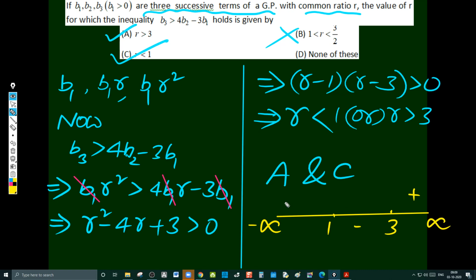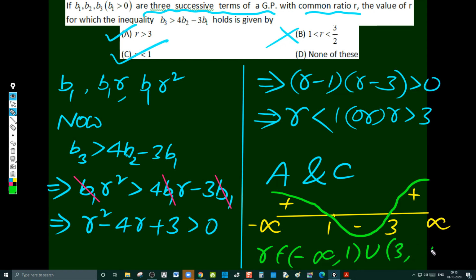It is said to be the wavy curve method because it takes the form of a wave like this, to distinguish the positive value and negative value. Hence it is named the wavy curve method. We need greater than 0 here. That means R belongs to minus infinity to 1, union, open 3 to infinity, open at 3 because equality is not there. This is what the question is.